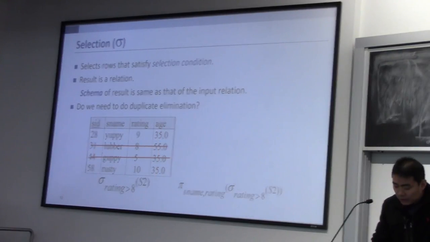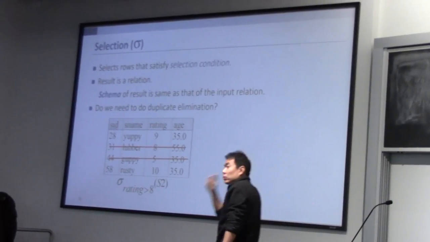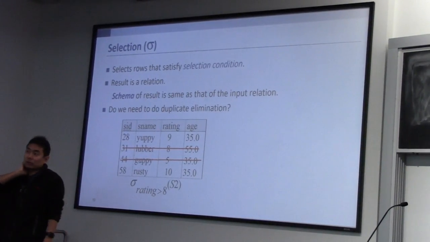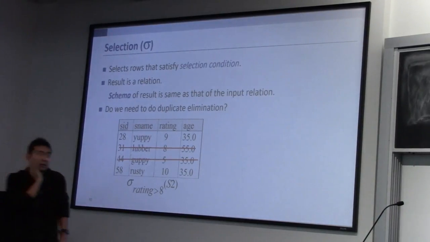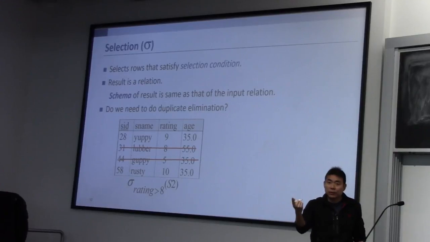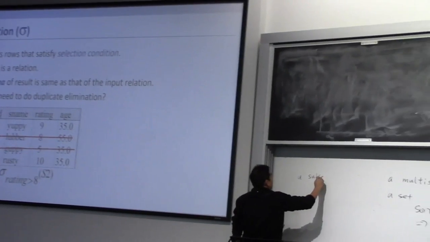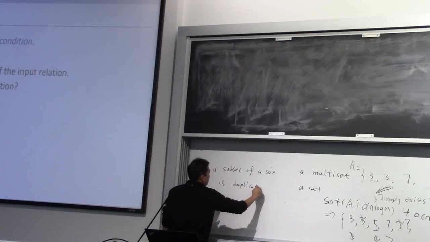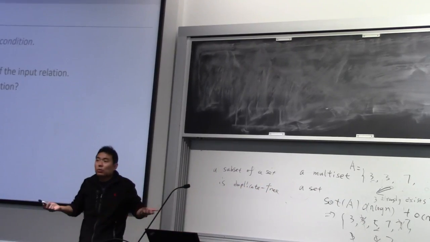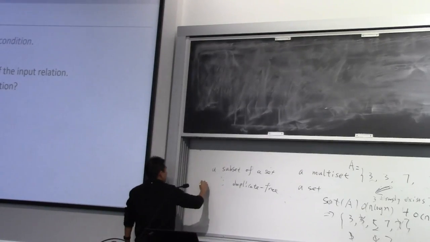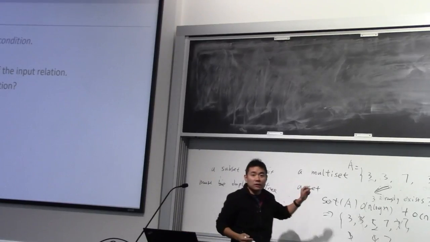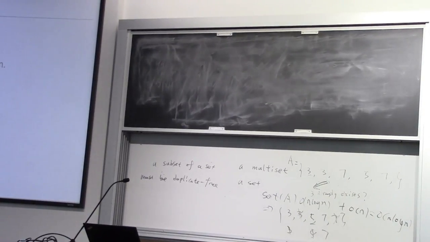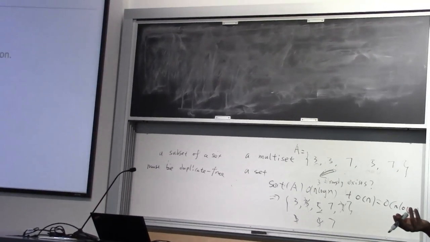Okay, now let me backtrack a little bit. If I just talk about selection, do I need to worry about duplicate elimination? Some of you say no, and you argue why? Why would I have to worry about duplicate elimination? It should already be duplicate free. Or more rigorously speaking, a subset of a set must be duplicate free. A set, as I defined just now, is duplicate free. No duplicates. If you start with something that's duplicate free and you choose a subset of it, how can you introduce duplicates in the process? Impossible.